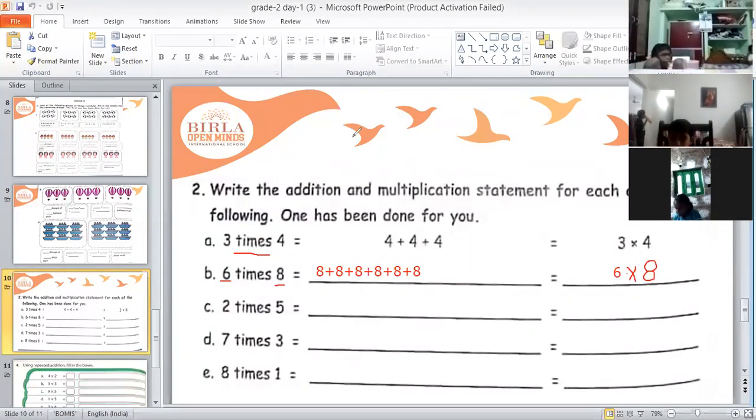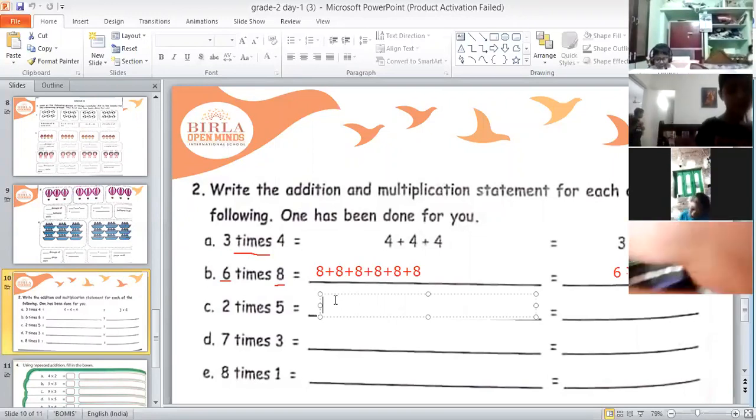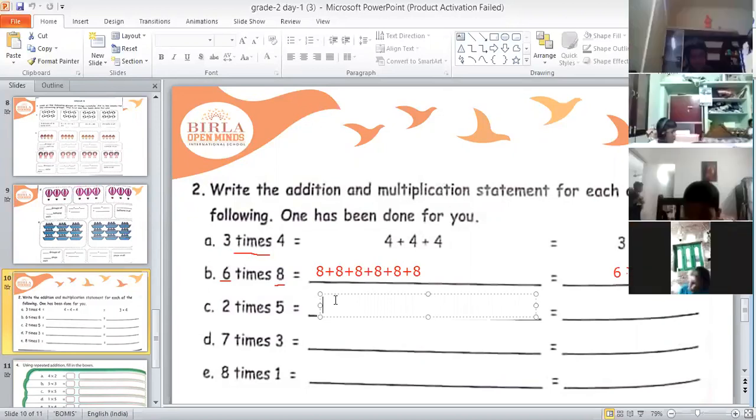Now the next question is 2 times 5. Jay, you tell me the answer. 2 times 5. Which number will we repeat and how many times? 2 times 5 means we have to write 5 how many times? 2 times. Tell me the answer.